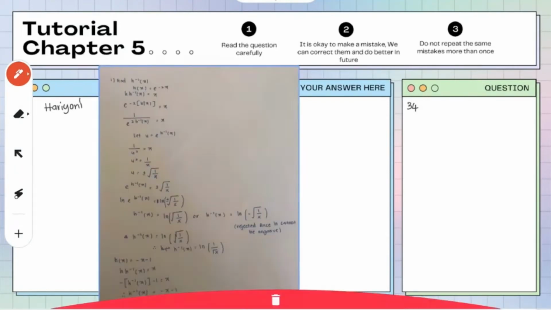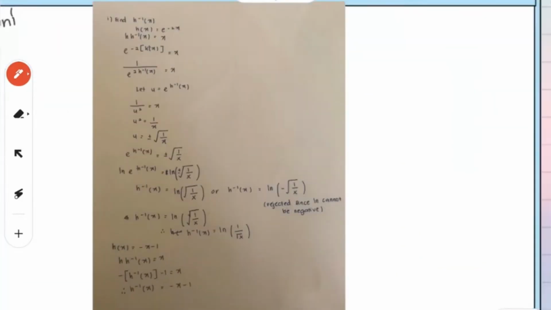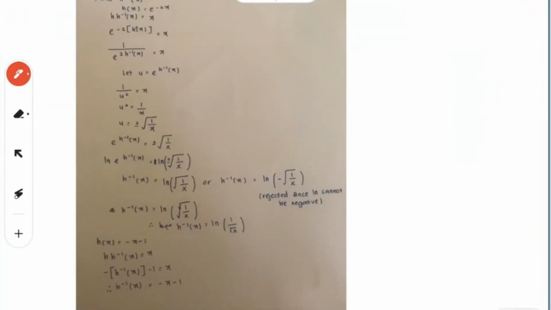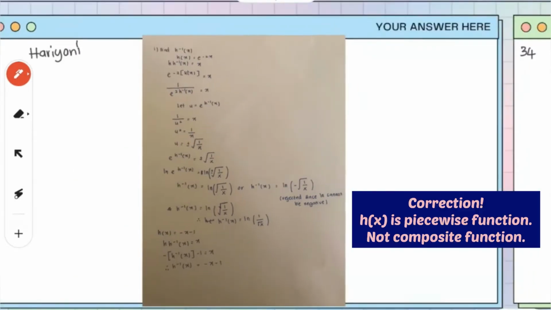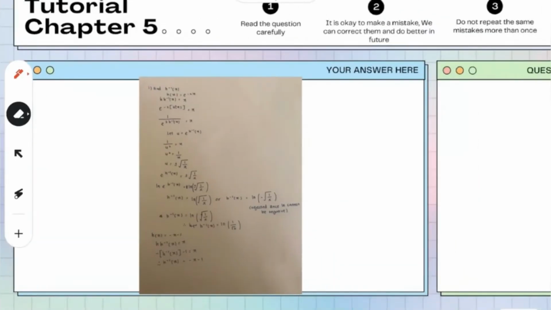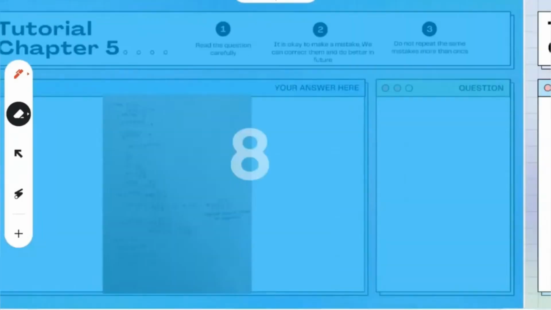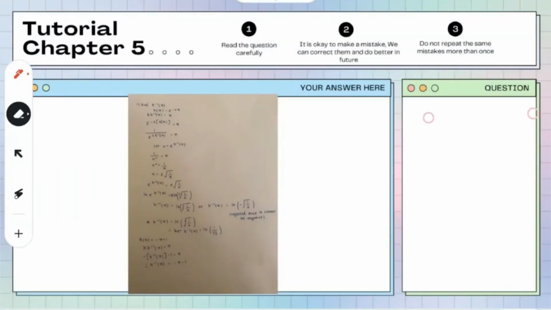Okay. Oops. Oh, saya boleh edit dia punya besar kecil juga. Okay, so first kita nak cari inverse function untuk hx ni dan dia bagi hx ni adalah composite function kan? So sekarang ni saya tulis kat sini dulu lah.